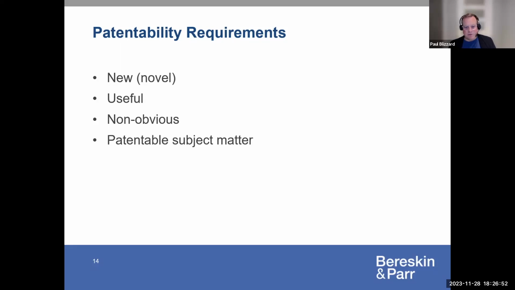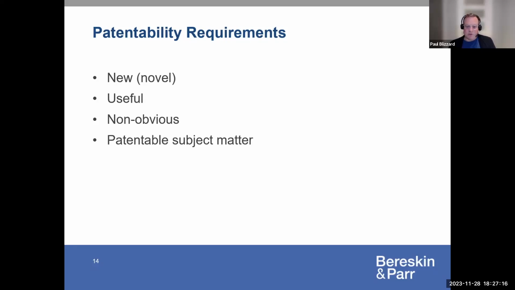In terms of utility, an application has to be useful. This is a concern mainly with pharmaceutical patents. Pharmaceutical patents have particular hurdles when it comes to utility. I won't go into that in much detail, but basically it has to work. It can't be a perpetual motion machine.